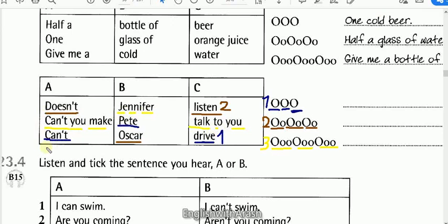Number 2. Doesn't Oscar listen? Number 3. Can't you make Jennifer talk to you? Oh, I couldn't say it well, because I want to say it in the same time. Can't you make Jennifer talk to you? And that's how we say it.